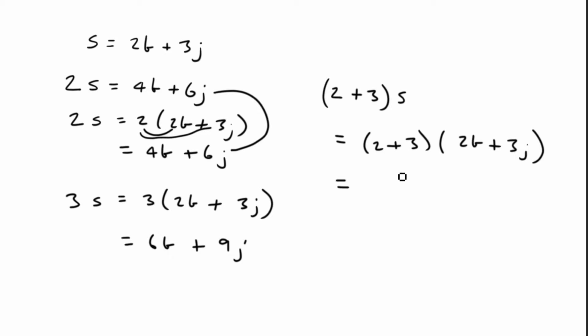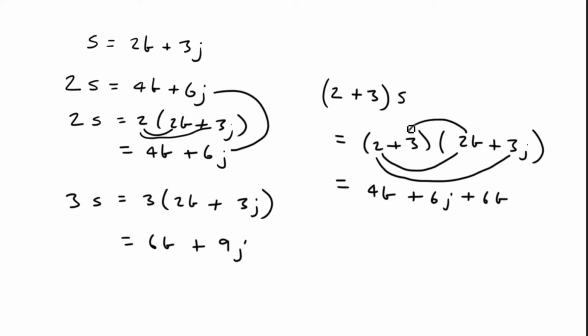So to make the 2 sandwiches, we will need to make 2 lots of 2 slices of bread, that's the 4b. We'll need to make 2 lots of 3 scoops of jam, that's a 6j. But we'll also, for the other 3 sandwiches, need to make 3 lots of 2 slices of bread. We'll need another 6 slices of bread, and we'll need another 3 lots of 3 scoops of jam. We'll need 9 scoops of jam.